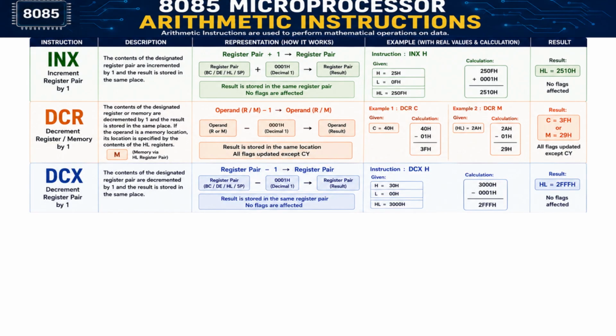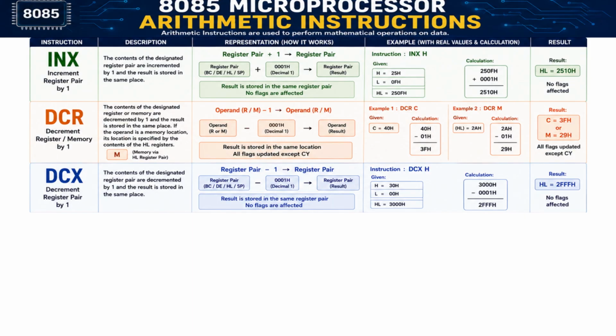Up next we have DCX. It stands for decrement register pair by 1. Like INX, it can be used with BC, DE, HL or SP. Again this result is stored back in the same register pair. Like INX, no flags are affected. Let's understand with the example. Instruction DCX H. Suppose HL contains 3000H. Now subtract 1 and the result becomes 2FFFH. Since this is a register pair operation, none of the status flags change.